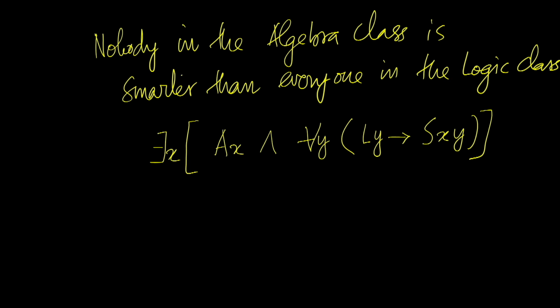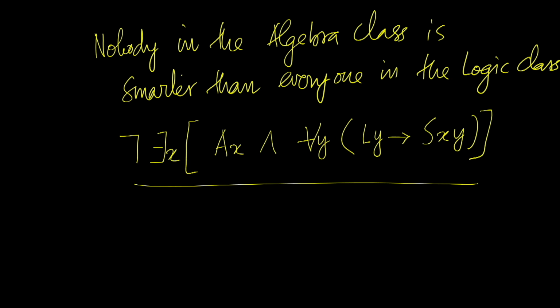So, what it asserts is that there is some x who is in the algebra class and is smarter than every y in the logic class. This is what we want to negate. So, if you put a negation symbol here, we are asserting that nobody in the algebra class is smarter than everybody in the logic class. So, this is the first order translation of the above sentence given in English.